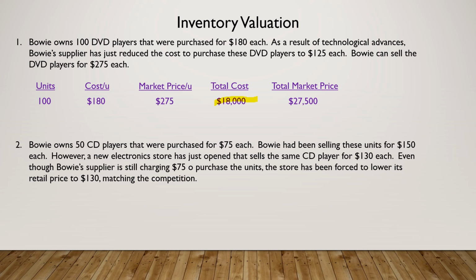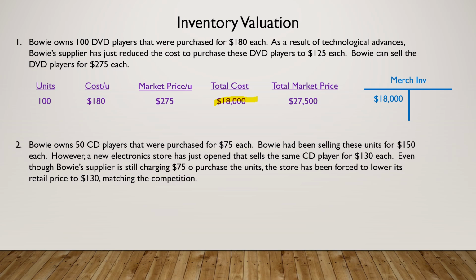Remember our cost principle. When Bowie purchased this inventory, it recorded the purchase at cost. So that's the amount sitting in the merchandise inventory T account. Consequently, we don't have to record any write-down. Just leave it as is.